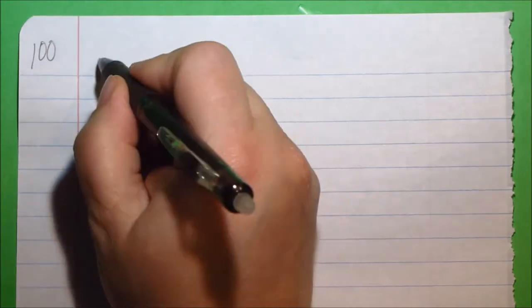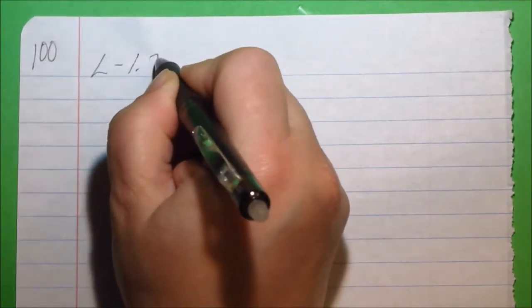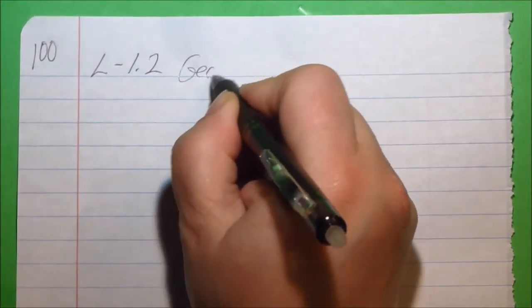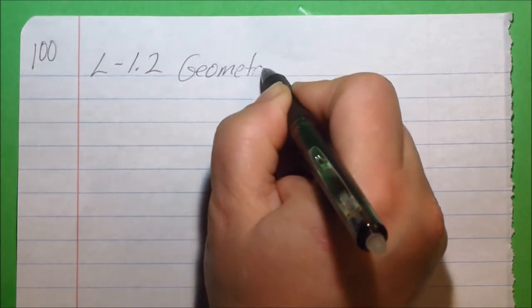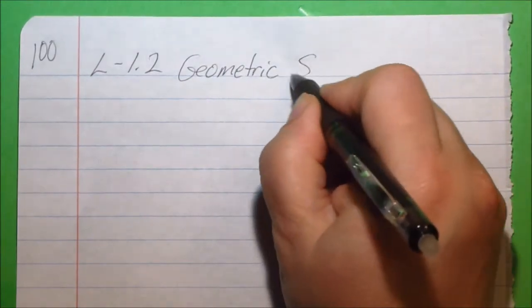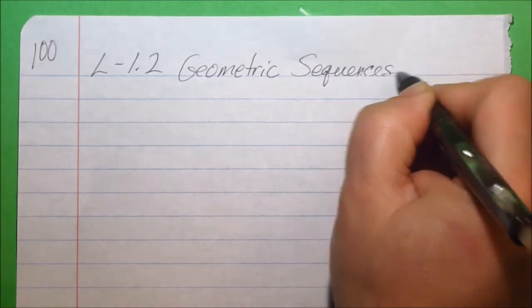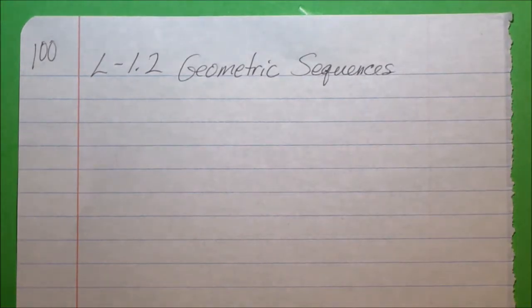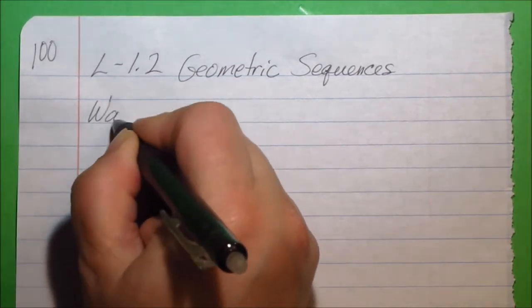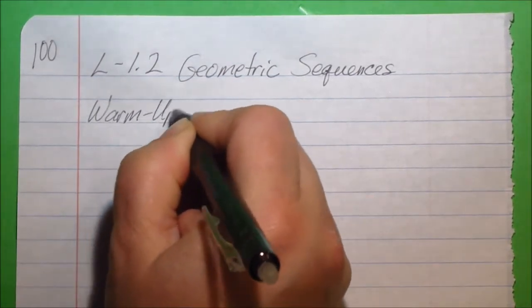Okay, so this is lesson 1.2 out of the Rates, Ratios, and Statistics book. In Mrs. Walker's class, we are on page 100, and lesson 1.2 is titled Geometric Sequences. Geometric sequences. All right, so warm up on this lesson.